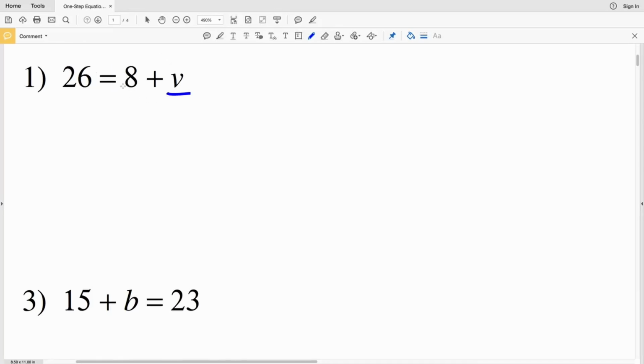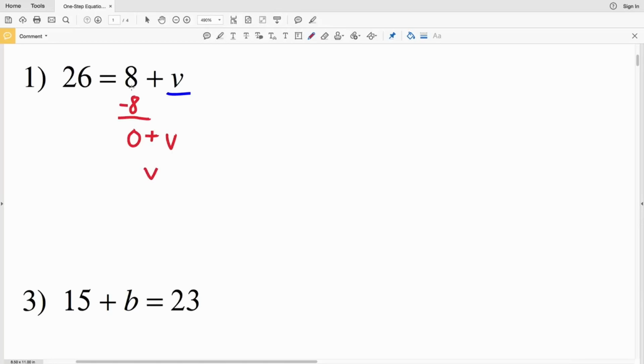In order to do that for number 1, we need to move this 8. You can see that the 8 is added to the v. So in order to remove it, we're simply going to subtract the 8. What that will leave us with is 0 plus v, which we know is simply v.